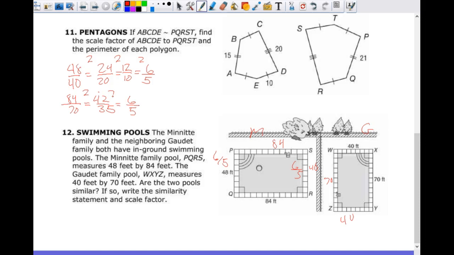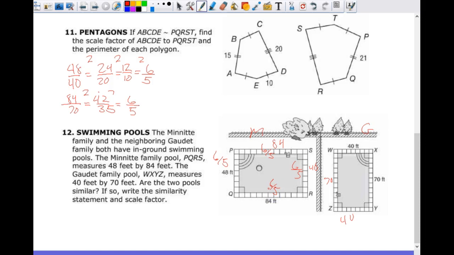Okay. And then this is the same thing, 84 divided by 70. So these all have the same scale factor. Same scale factor, same angles, these are similar. So we need to write a similarity statement.